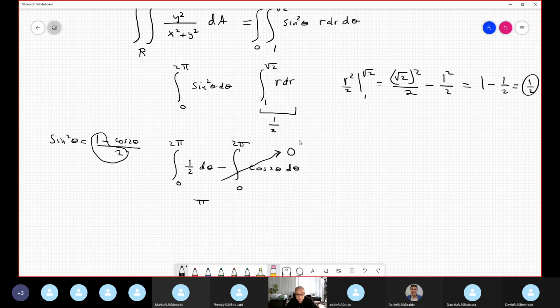The answer is pi. So what is the final answer? The final answer is the multiplication of 1/2 and pi. The answer is pi over 2. End of the story. Pi over 2. Any question? This is for 1 to radical 2. This is 1/2. This is pi.